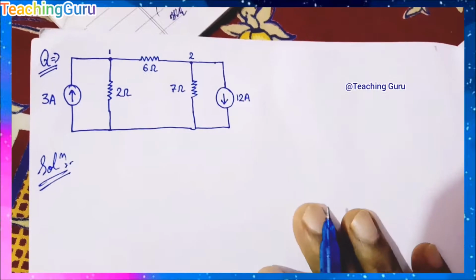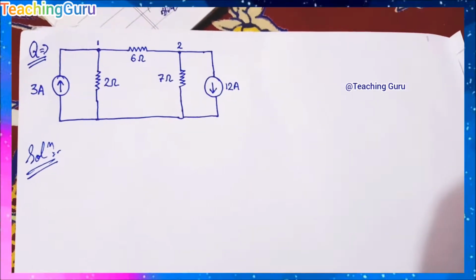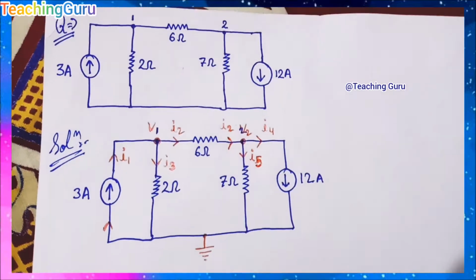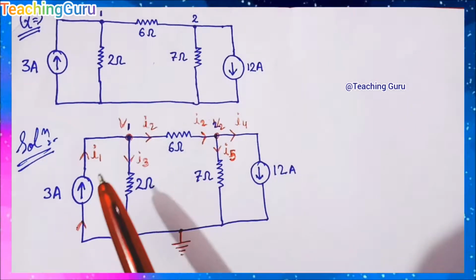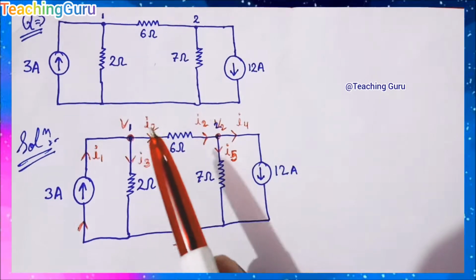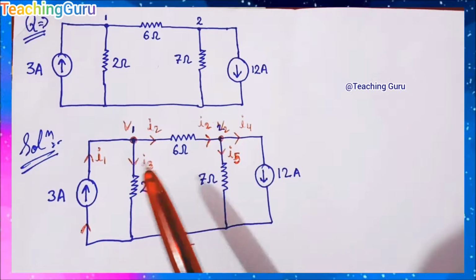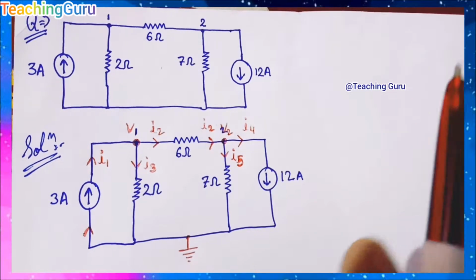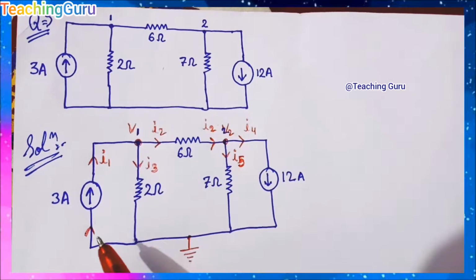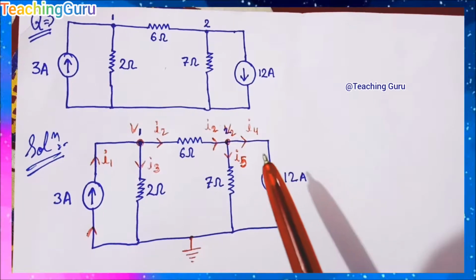We will again make the diagram with the direction of current sources, and this is the diagram. We have taken four currents, I1, I2, I3, and I4, and two nodes V1 and V2, and one reference node, and at the reference node V is equal to 0. You can see it.